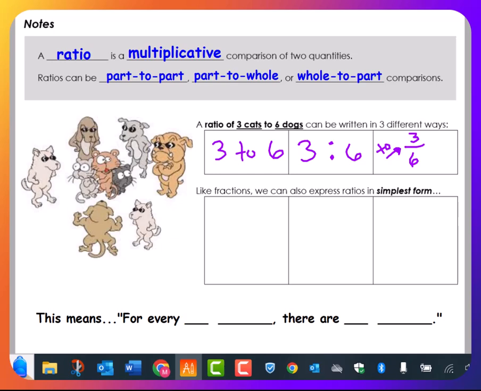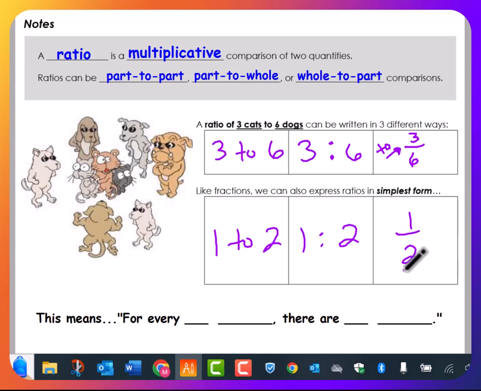And just like with fractions, we can also express ratios in simplest form. So looking here, I can see that my 3 to 6 ratio can be simplified. I divide both by 3 and I get a 1 to 2 ratio, which can be written using the word to, or a colon, and then 1 and 2.